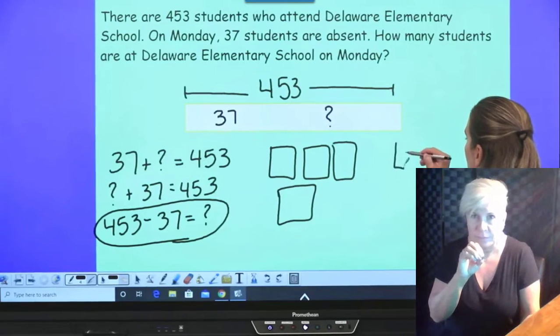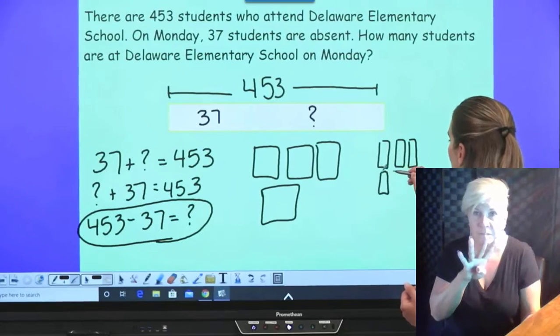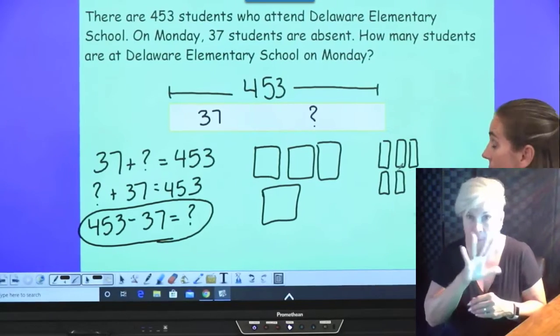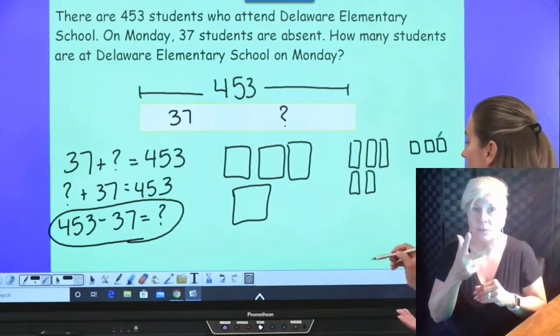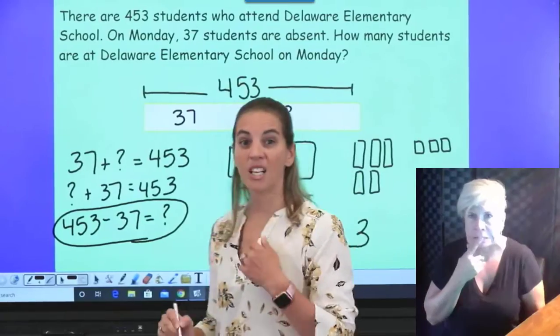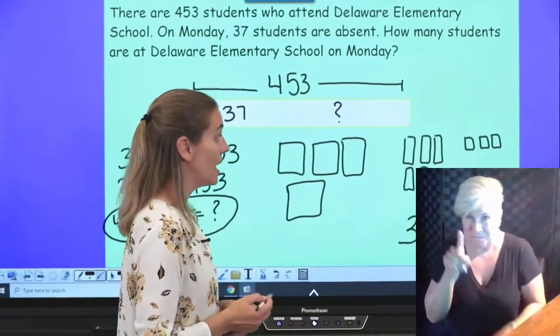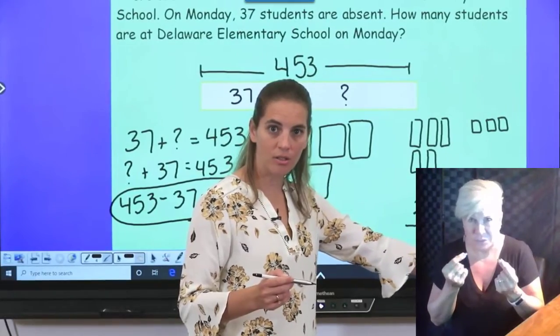453. So 1, 2, 3, 4, 5. There's my 50. And then 1, 2, 3. Okay, and I need to take away 37. Uh-oh. Do you see a problem? I only have 3. I can't take 7 away. Do you remember what we do in this situation?